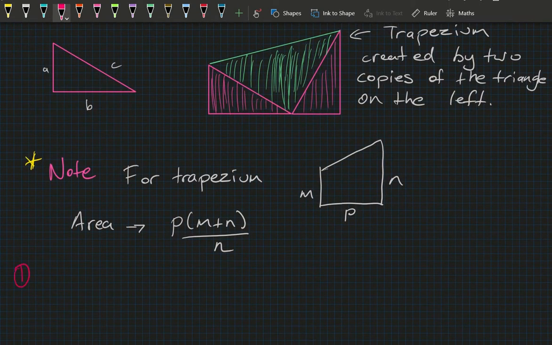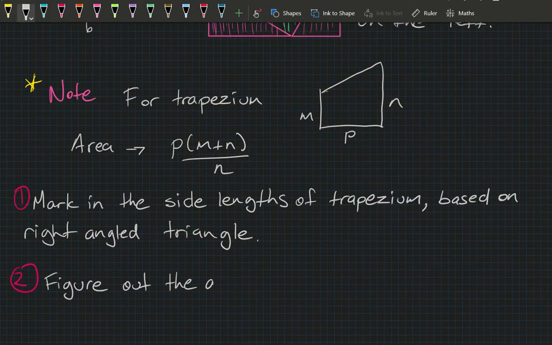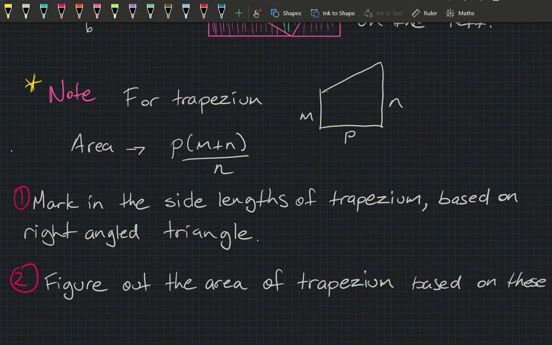Okay, so step 1 will be to mark in the side lengths of the trapezium based on the lengths of the right-angled triangle. Then step 2, you're going to figure out the area of this trapezium based on these lengths.